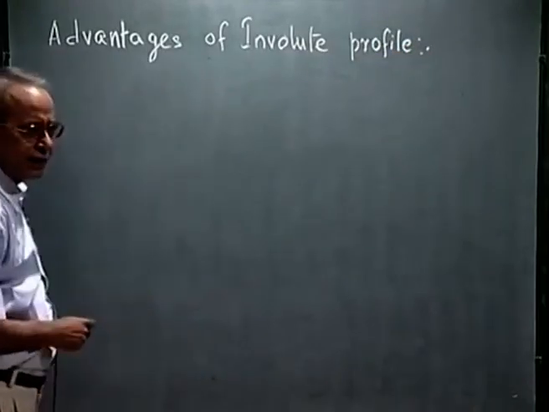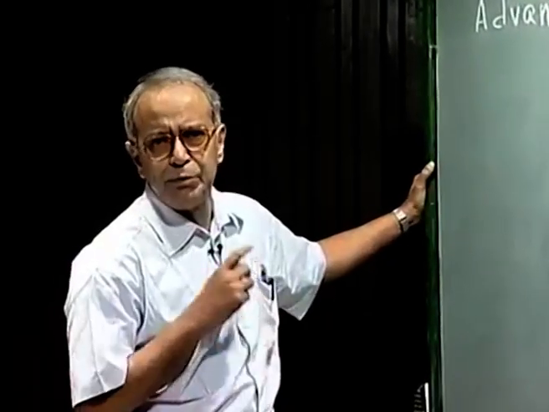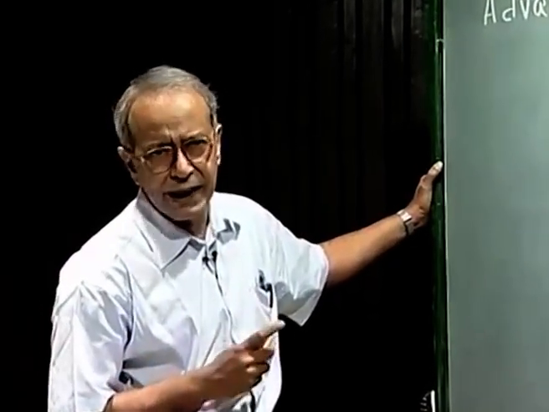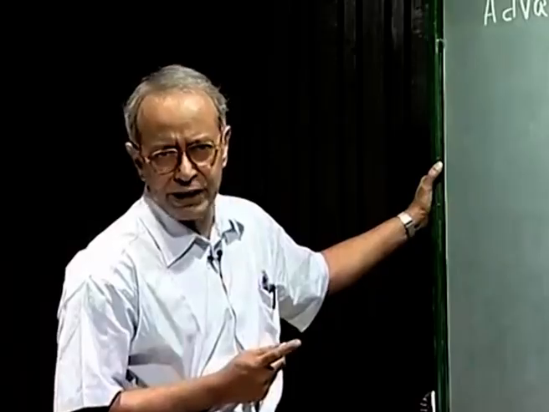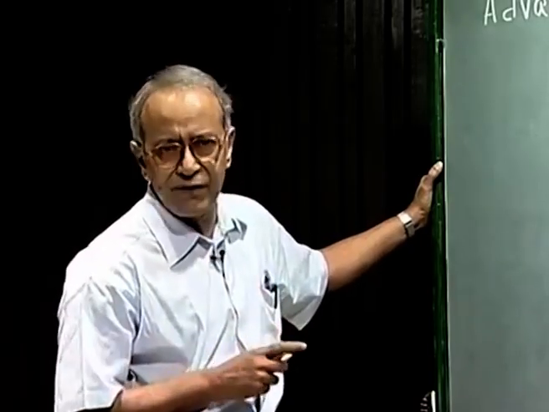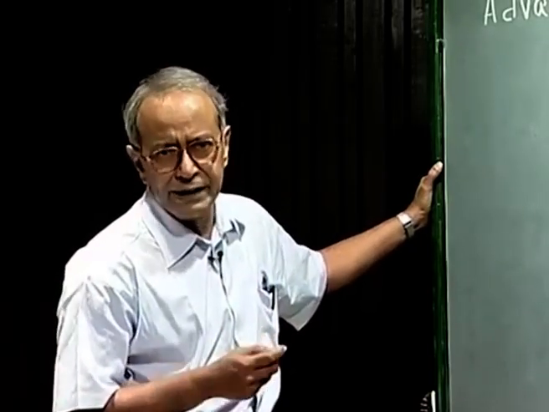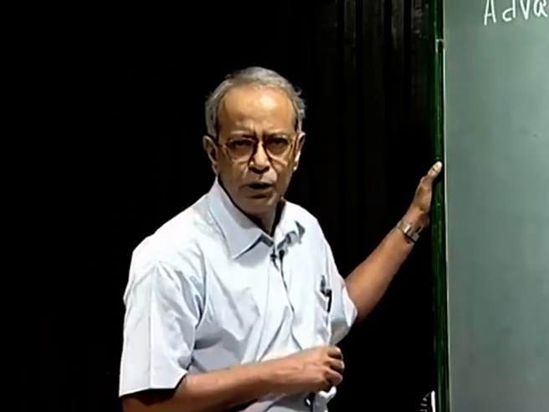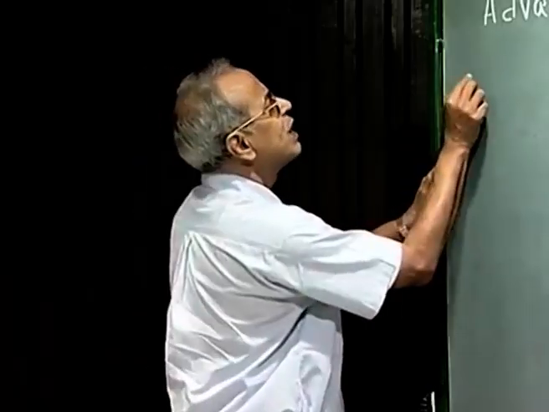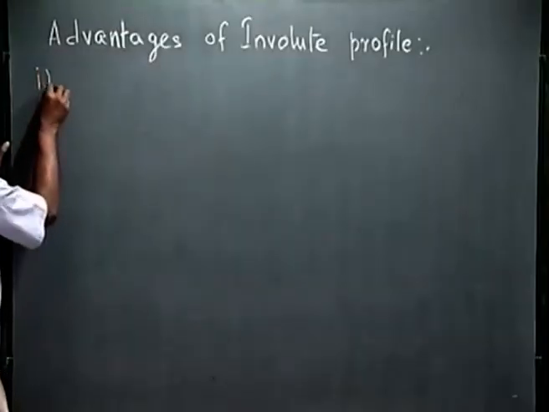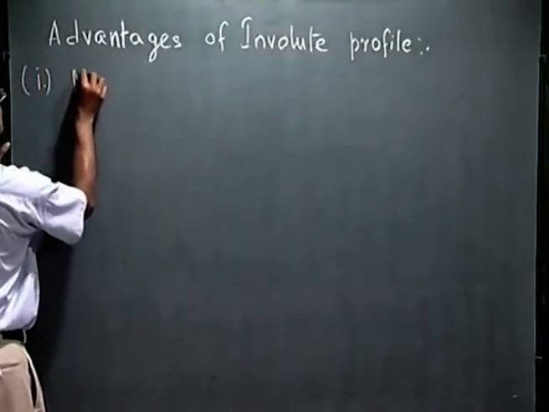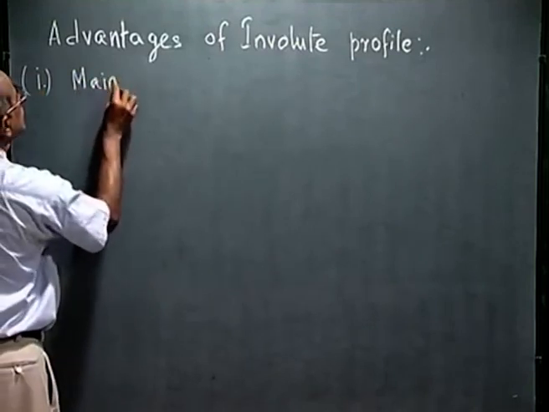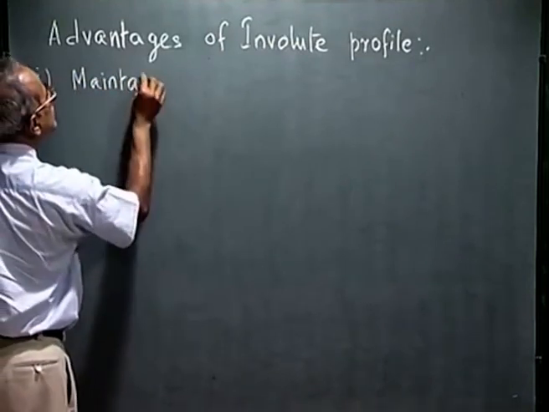In our last lecture, we have already seen that a pair of involute profiles can maintain the conjugate action, that is, it satisfies the fundamental law of gearing, that is, it maintains constant angular velocity ratio between the two shafts. So, first and foremost is that it maintains conjugate action.